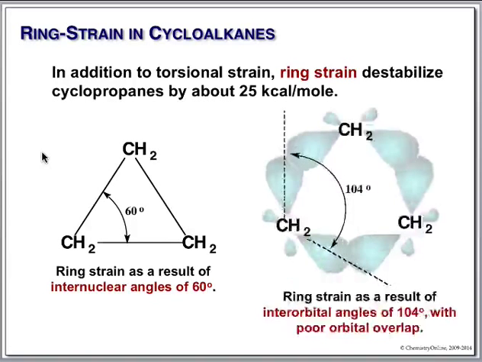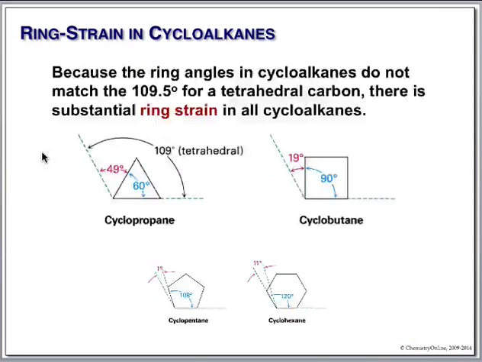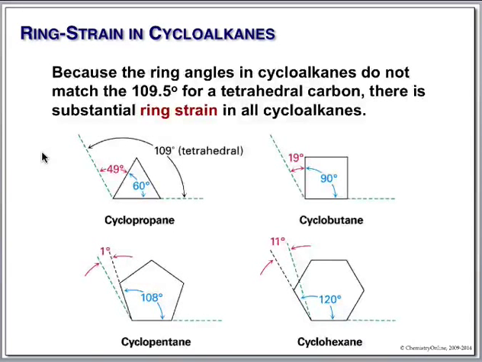There's also another thing going on here. Remember when we form covalent bonds, we do that by taking orbitals and overlapping them. In order to overlap them perfectly, they need to be coming straight towards each other. Here, they cannot. The actual angle associated with the orbitals in this is 104 degrees, and that's bad for orbital overlap. So we have bad orbital overlap and bad bond angles. Cycloalkanes all suffer from this. In cyclopropane, once again, we would like to be 109. We're 60.